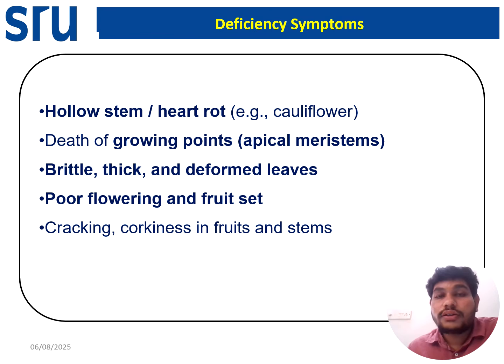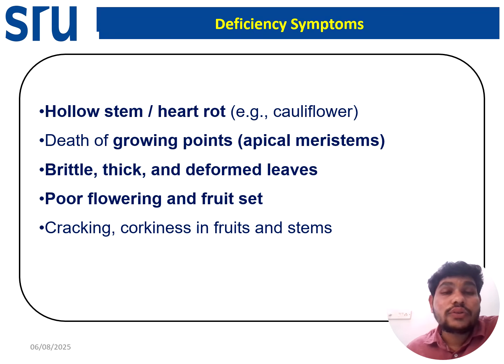Then what are the different symptoms of boron deficiency? Here we'll see hollow stem in different crops, especially in cauliflower. Then the death of the growing tip, the apical meristem, because boron is an immobile element, so the deficiency appears mostly on the tip portion of the plant leaves.